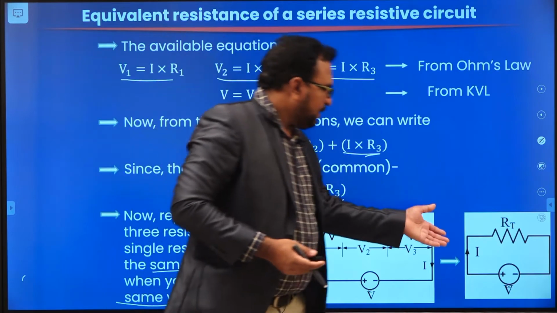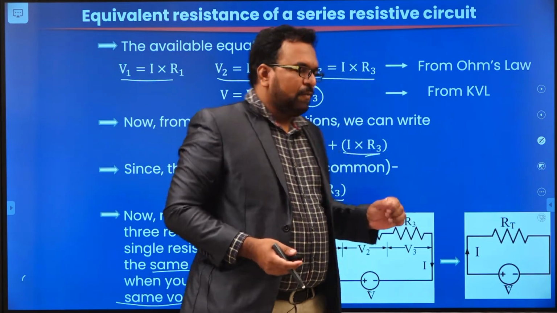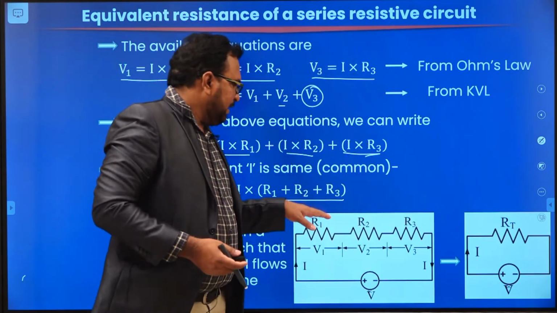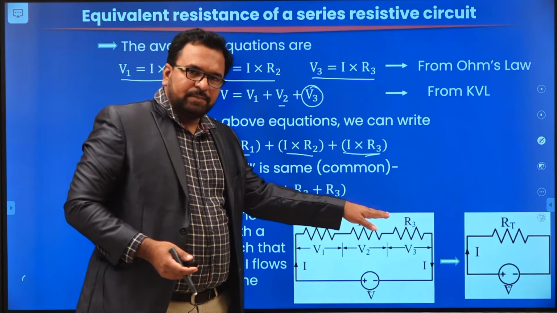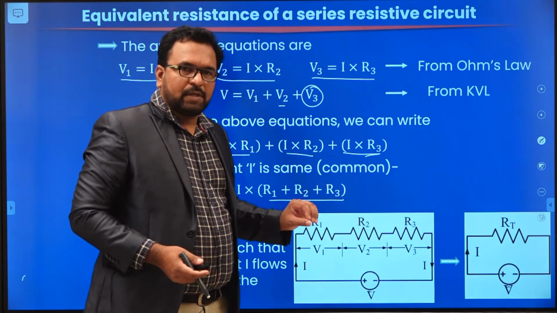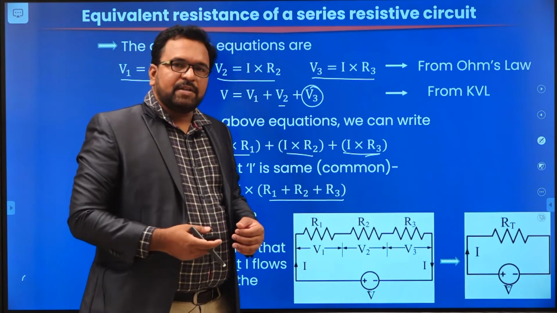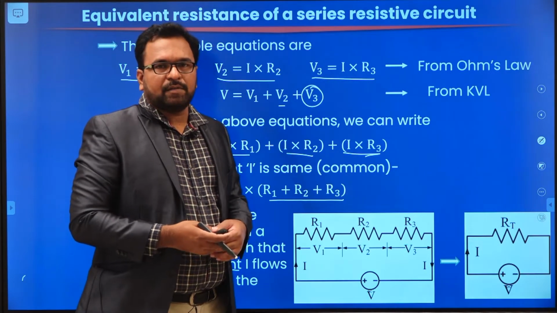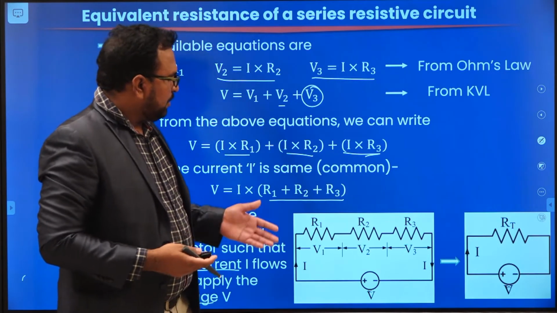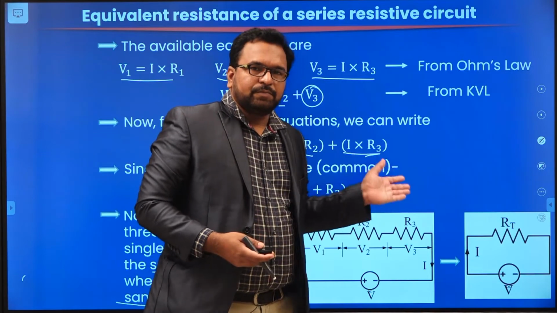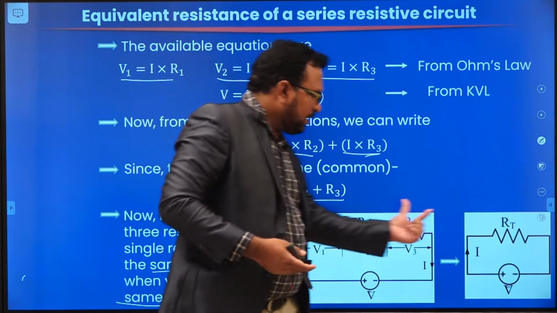So you have to replace the 3 resistors with RT. Why am I doing this? Here there are only 3 resistors, so it is very simple to solve. When there are thousands of resistors involved, how can you solve? That's why for complex circuits this technique is very useful for replacing all the resistors with a single resistor.